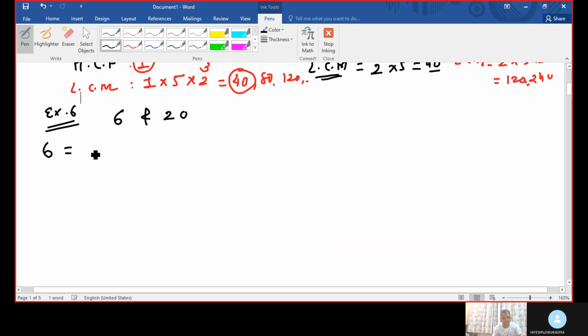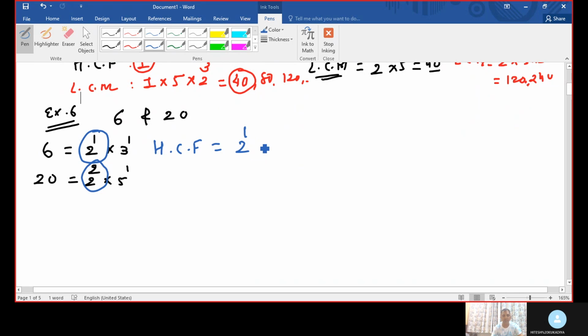Factorization of 6 is 2 raised to 1, 3 raised to 1. And factorization of 20 is 2 raised to 2 into 5 raised to 1. Okay. Now find HCF, the highest common factor. Which factor is common? 2 is the common factor, with the smallest power. So our answer is 2. Now speak your table of 2. 2 3s are 6 and 2 10s are 20.